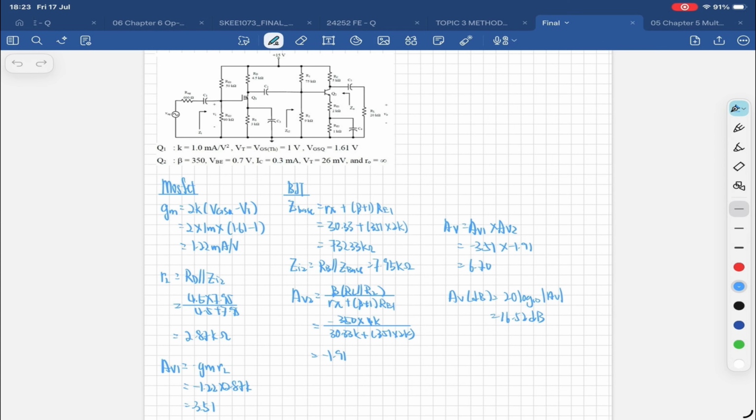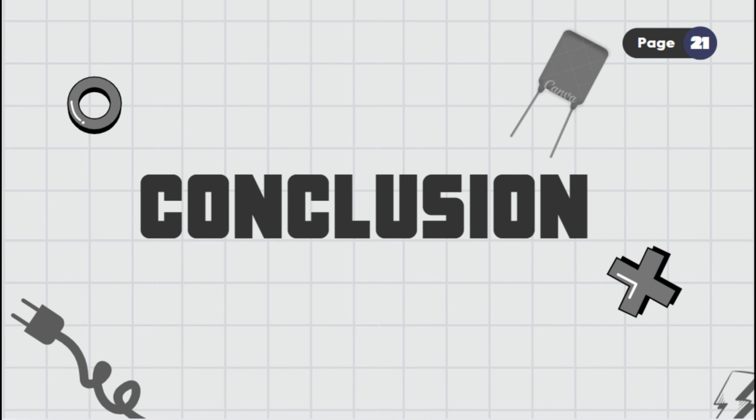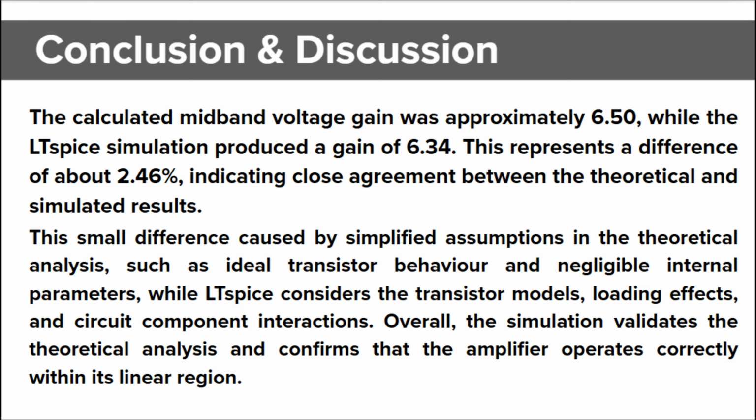Because both stages invert the signal, the negative sign cancels out, meaning our final output is perfectly in phase with the input. In conclusion, according to what we see just now, there is a difference of about 2.46%, which indicates close agreement between the theoretical and simulated results. This small difference is caused by the simplified assumptions in the theoretical analysis, such as ideal transistor behavior and negligible internal parameters, while LTspice considers the transistor model, loading effects, and circuit component interaction.